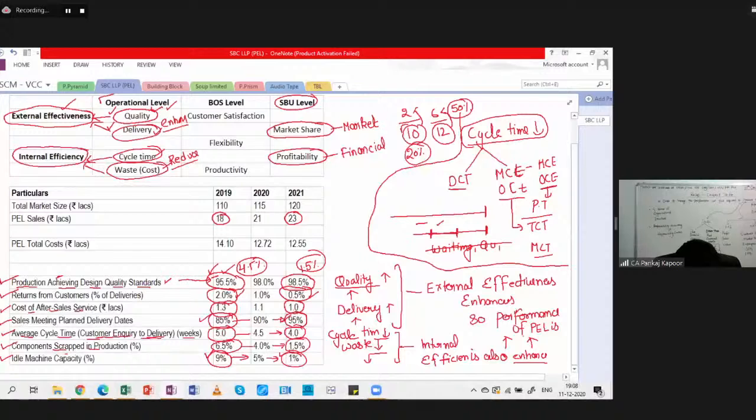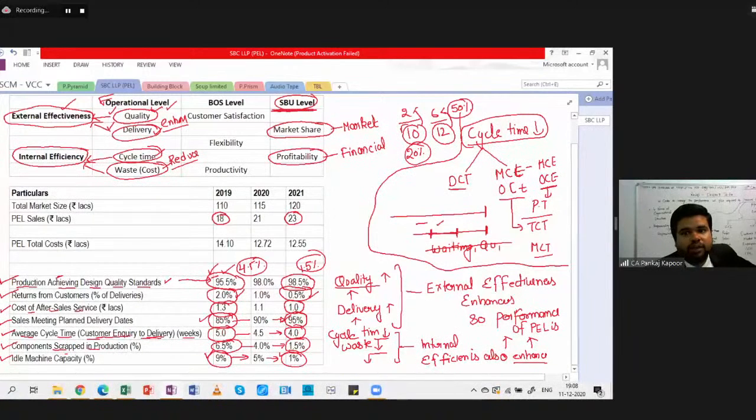Good. Very good. So friends, this much is the answer given in the study material. But you can improve that answer. How do you improve it? Right now, you measure the performance only at the operational level. But you also need to measure the performance at the SBU level.